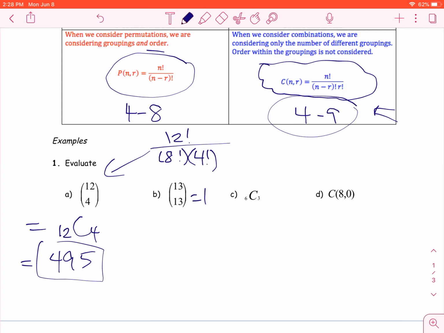Okay, so if you want to pause the video, try a couple of these out. But these are the values you should be getting when trying to figure out the combination just working on your calculator.